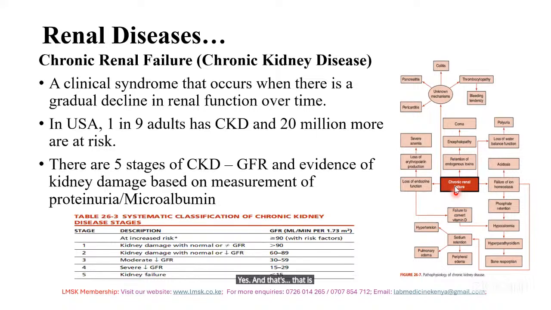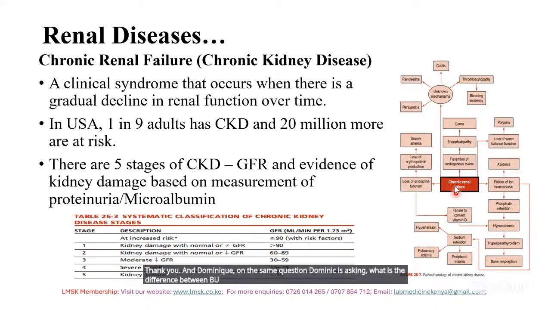Yeah, that is it. I think the slide on BUN really explained that, where you just multiply by 0.47 to get your BUN, and then you can release the report. I think that is it. It also depends on the urea levels anyway. Thank you. And Dominic, on the same question, is asking, what is the difference between BUN and urea?